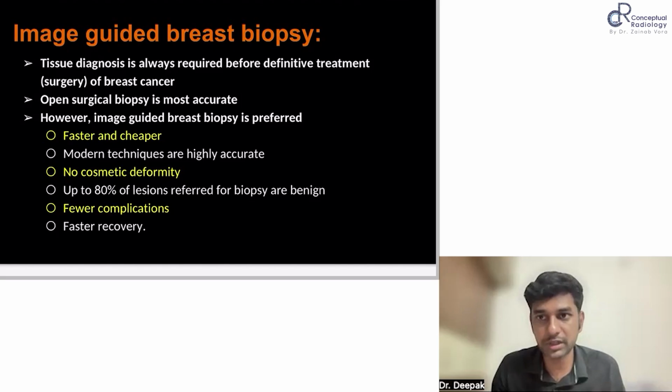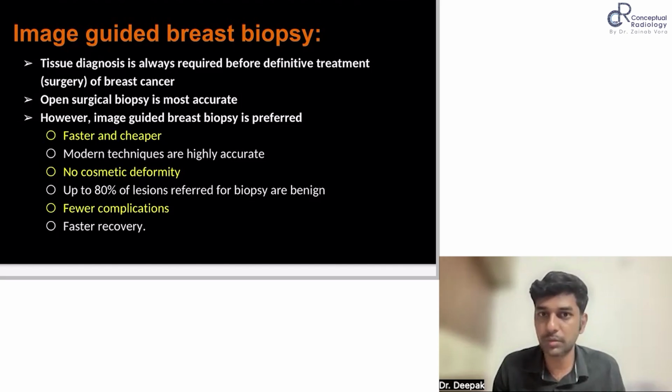And no cosmetic deformity. So we just put a small nick and we do the biopsy. And most of the biopsies that we do are benign. So 80% are benign. So why open up the breast and give a bigger scar? Since 80% are benign, if it turns out to be benign, we can just reassure the patient that there is nothing to worry about, and you can just do it with a follow-up.